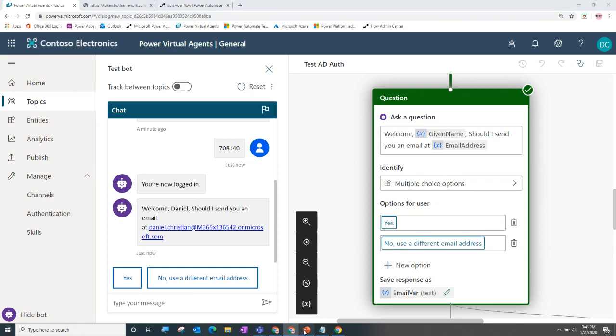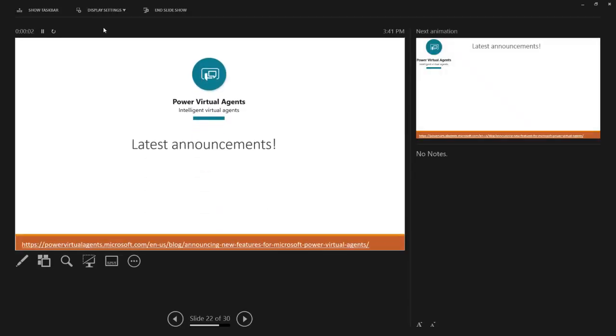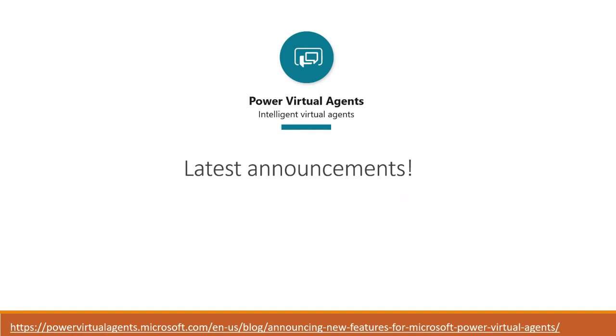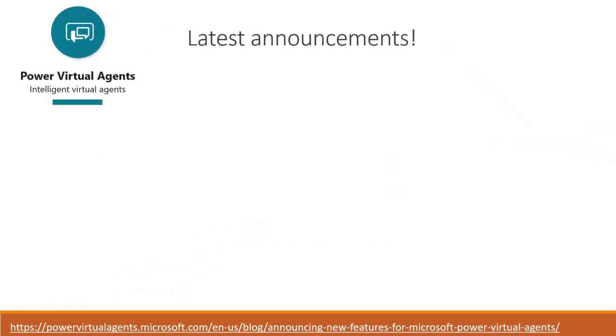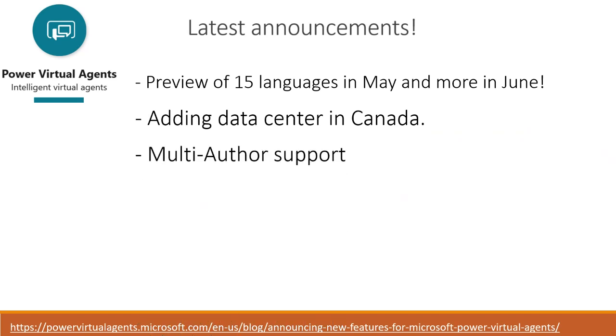So I want to close the demo piece over here and walk you through a few little things, because it has been a while since some new announcements have come in. I want to talk about the latest announcements. Initially it was only English. Well, now they're going to have 15 different languages that will come out at the end of this May. In fact, it should already be out, and more in June. They're adding more data centers, and this was announced, by the way, just at MBAS, which was last month.